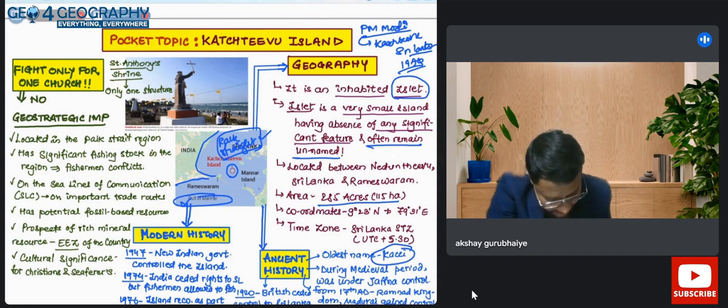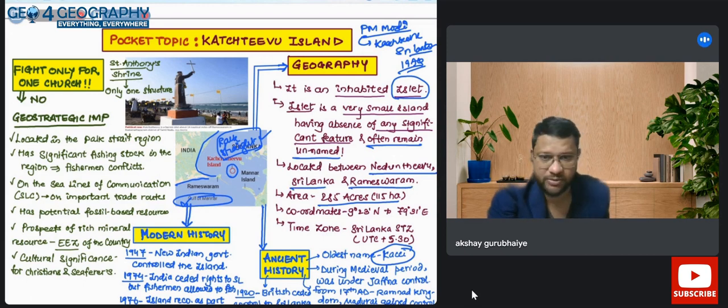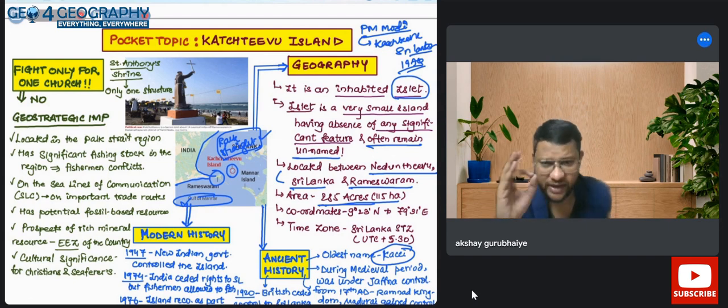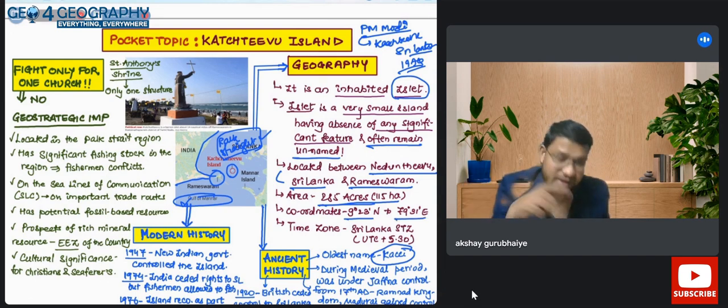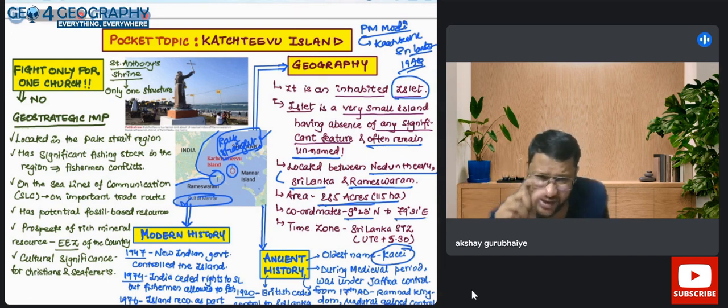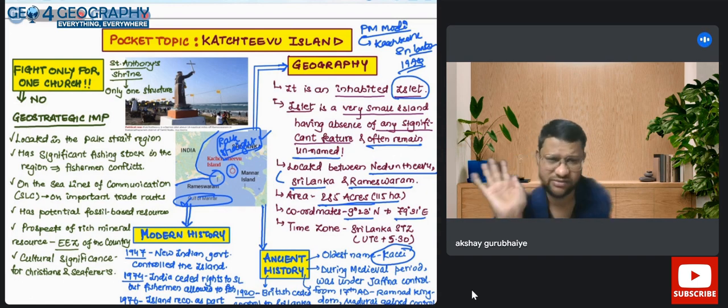Now it is located between Neduntheevu, Sri Lanka and Rameshwaram. Rameshwaram is anyway a very well identified location, that is the southern tip over in this Palk State region of India. So it is located between these two prominent centers. Overall area देखो 285 acres है या 150 hectares है. Coordinates भी देखोगे तो 9 degree 23 minutes north, 79 degree 31 minutes east. तो हार्डली ये पॉइंट है या डॉट्स है, कोई बहुत ज्यादा इसका स्ट्रेच नहीं है.